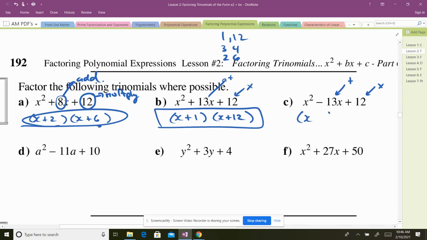Same thing, you put your brackets, x leads it, negative 1, negative 12. It doesn't matter if you wrote negative 12 then negative 1. Like if you wrote this, it's the same thing. Okay.